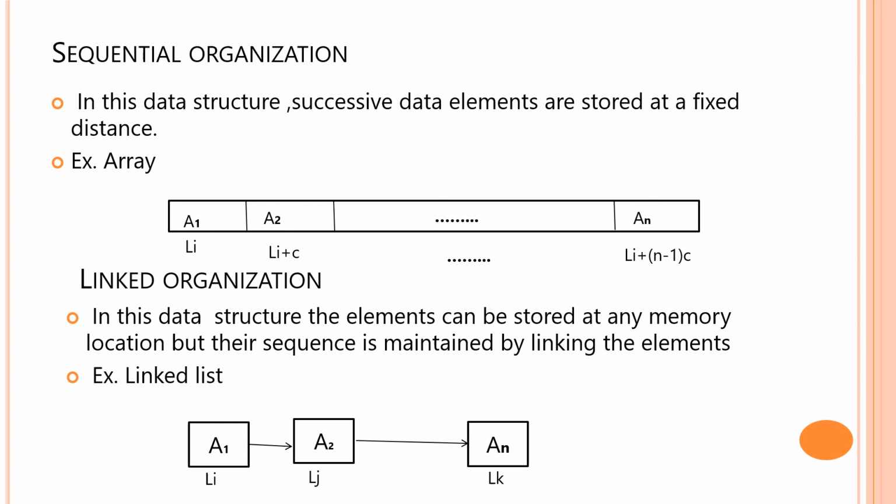Sequential organization. In sequential organization, successive data elements are stored at a fixed distance. For example, an array uses sequential organization. Linked organization. In this organization, the elements of the data structure can be stored at any location in memory, but their sequence is maintained by linking the elements. The physical location of the elements does not determine its position in the set of elements. For example, a linked list uses linked organization. Thank you.